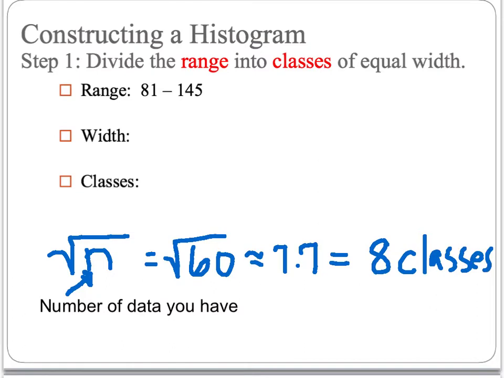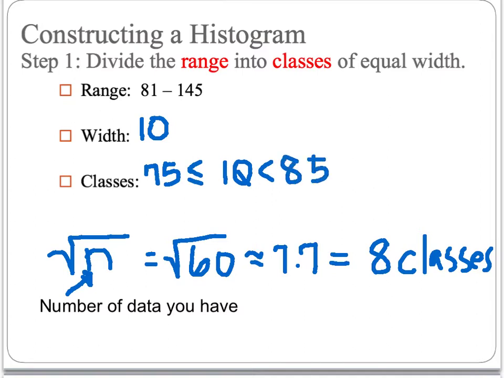And so we're going to have 8 classes, and if you take our range and subtract 145 minus 81, you get 64. And 64 divided by 8 would give us a width of 8, but just for the sake of having nice numbers, I'm going to do by 5s. So we're going to do a width of 10, and our classes, we're going to have 8 classes as we discussed. So we're going to go 75 for the first class to begin with, and then that's going to go all the way until 85.